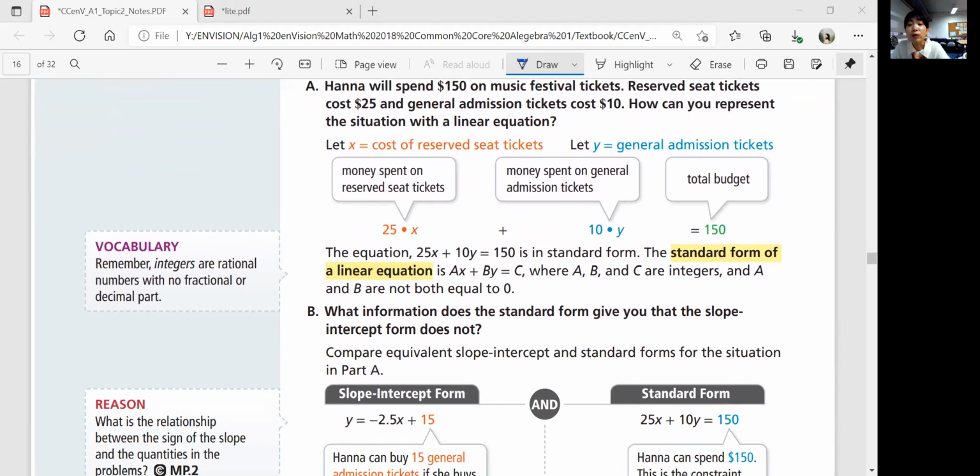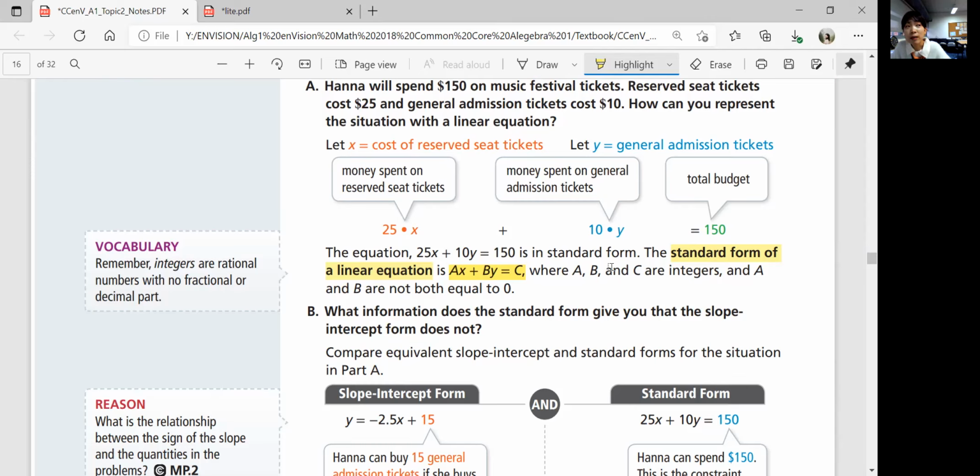So a general form of standard form is Ax + By = C, where A, B, and C are integers. They're going to be numbers. You would just have x and y, but A, B, and C are representing the numbers, okay? And A and B are not both equal to 0, or else it's going to be 0 = C, which doesn't make any sense.